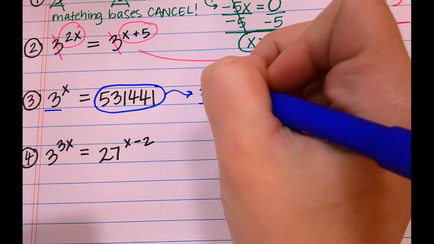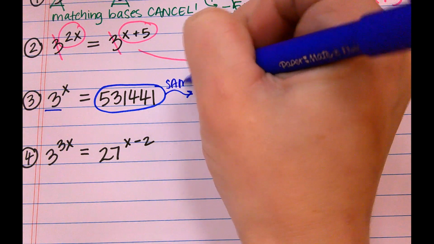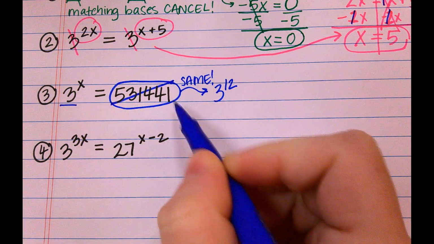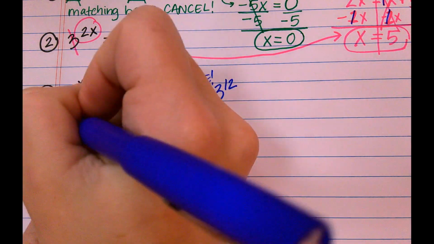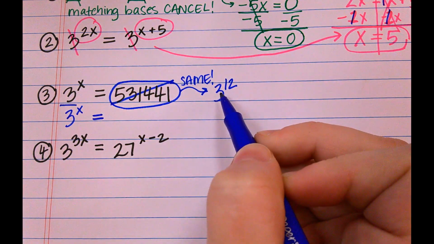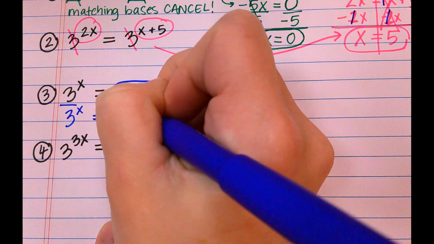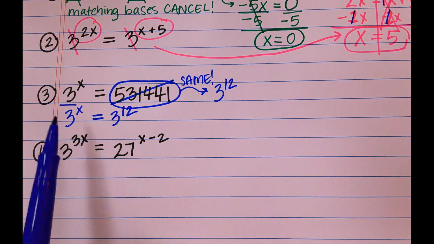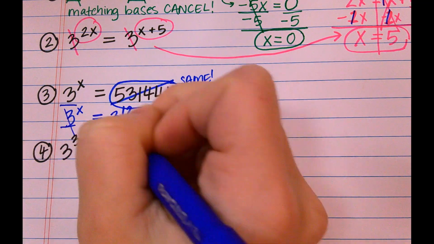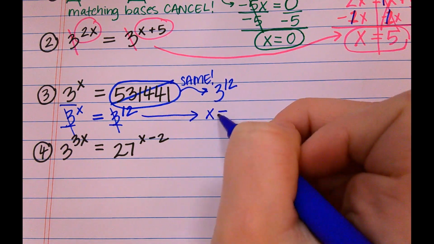Okay, so I'm going to write that here. These are equal. So we're going to cross this out and bring down 3 to the x power equals, what am I writing instead? 3 to the 12th power. Your bases are the same. Yep, and now they're the same. So now that both bases are 3, they cancel, and we bring the equals down. 12. Good. x equals 12.